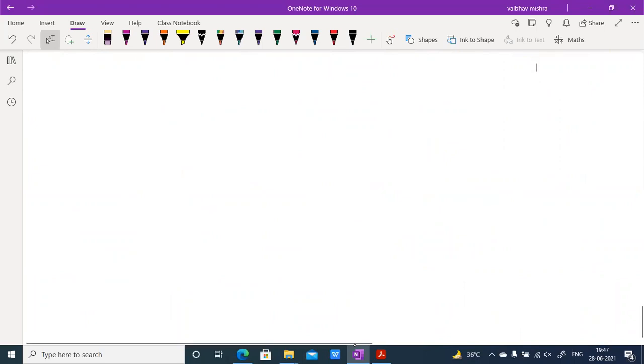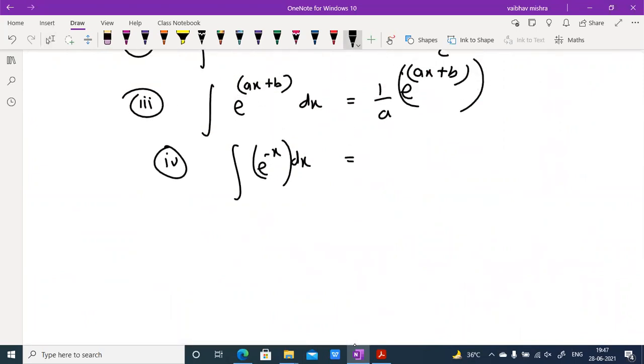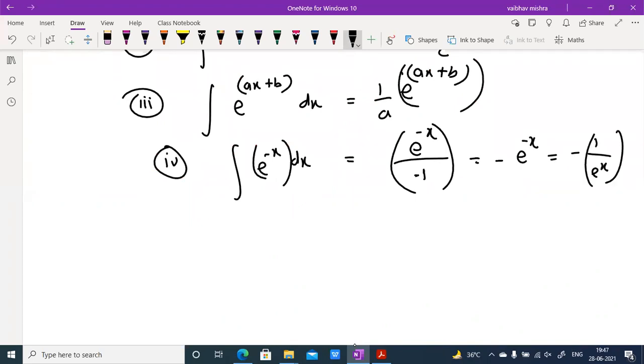So the integration of e raised to power ax is e raised to power ax, like e raised to power minus x will be e raised to power minus x, and then we divide by its coefficient, which is minus 1. So minus of e raised to power minus x, or minus 1 over e raised to power x, is the answer that we should give.